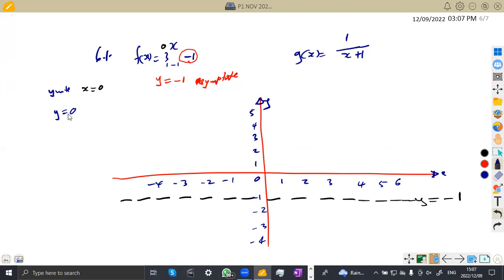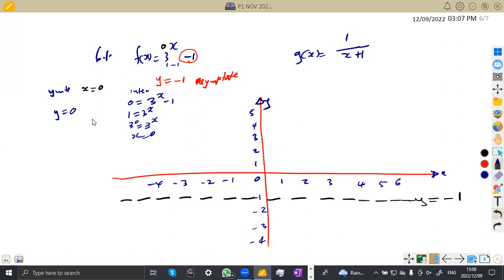Now for the x-intercept, y will be equal to 0. So 0 is equal to 3 to the exponent of x minus 1. You can transpose to that side, so 1 is equal to 3 to the exponent of x. 3 to the exponent of 0 is equal to 3 to the exponent of x, so x is going to be 0. So it's (0, 0). This one is just going to pass through the origin.